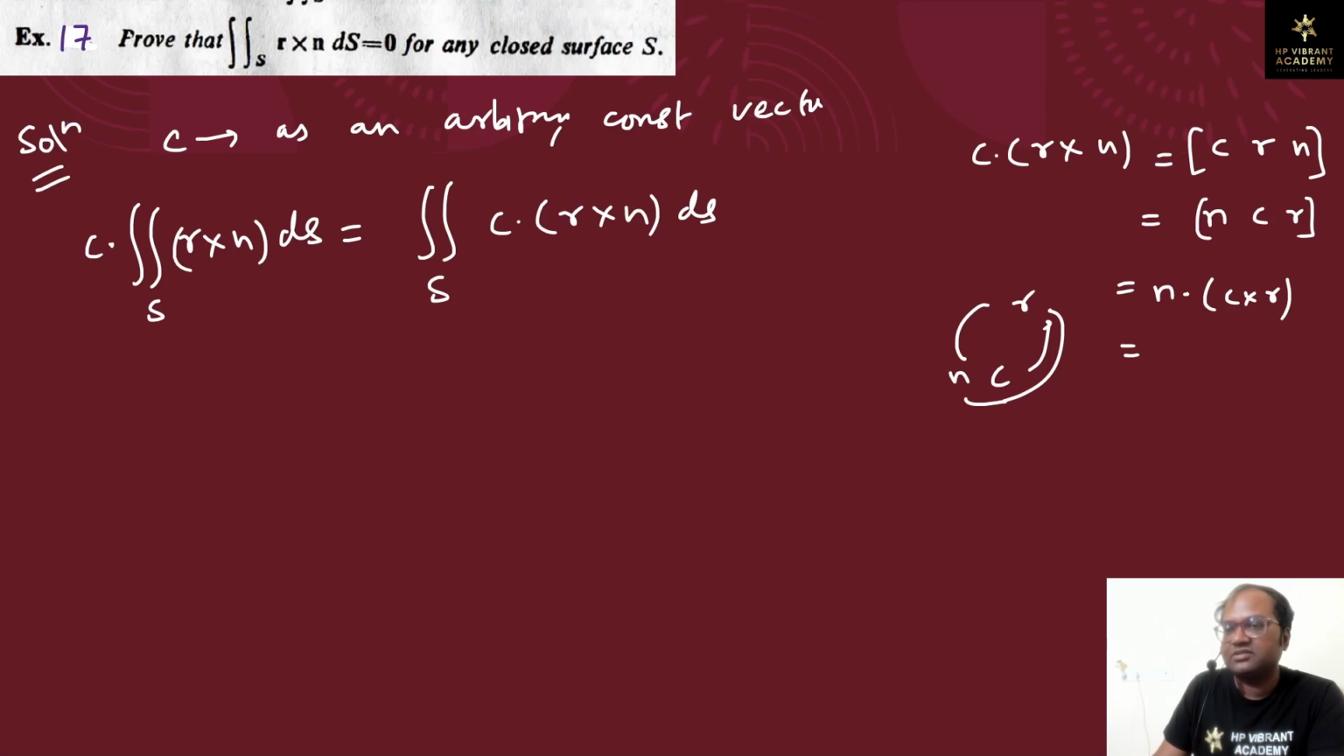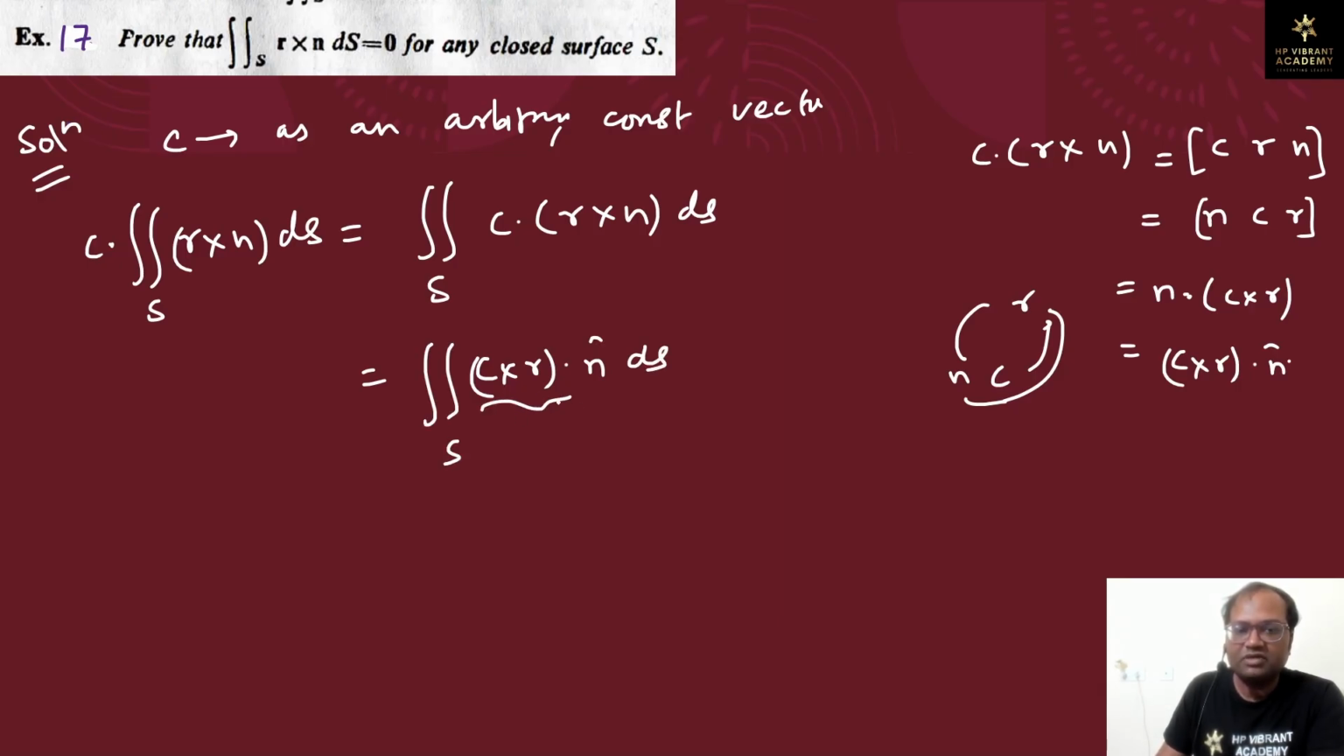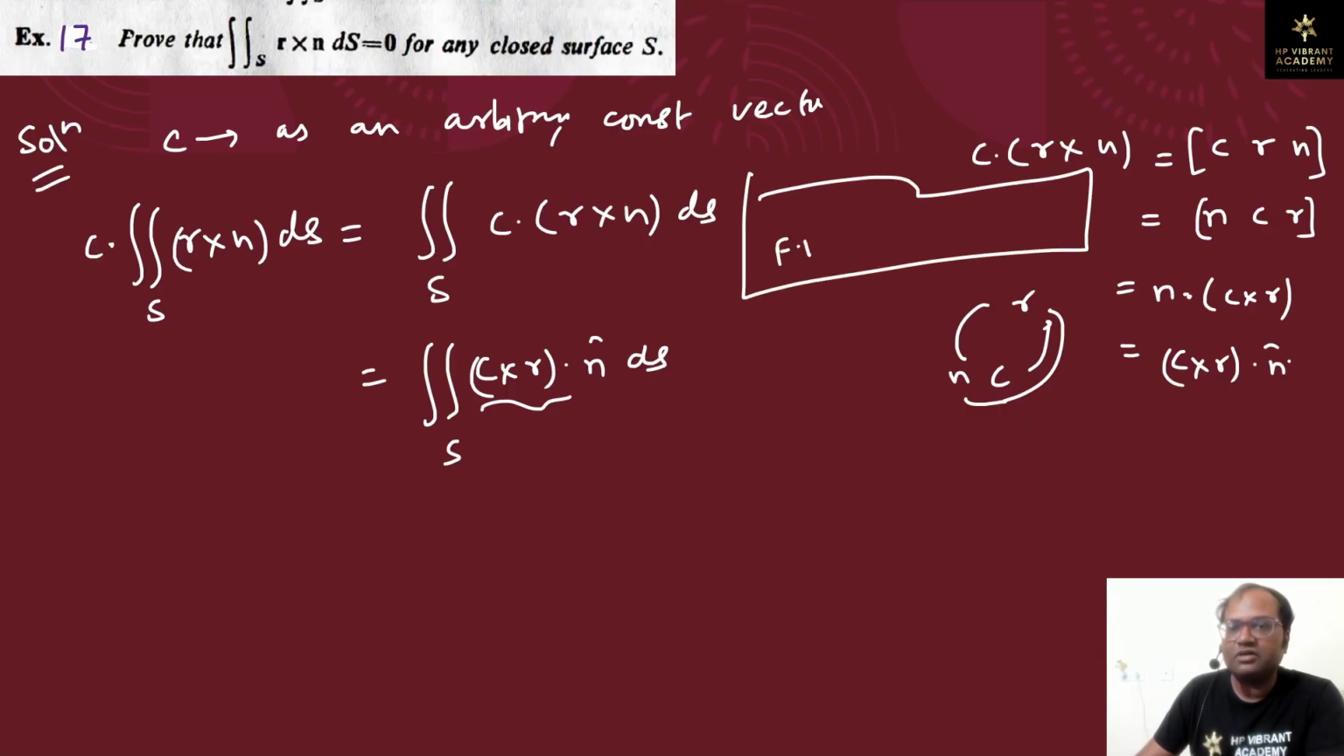We can further write that the order is immaterial in case of dot product. So this is C cross R dot N cap, which is nothing but the surface integral of C cross R dot N cap dS. Now, if we compare this with the statement of Gauss divergence theorem, the surface integral of f dot n cap dS is equal to the volume integral of divergence of f dV.